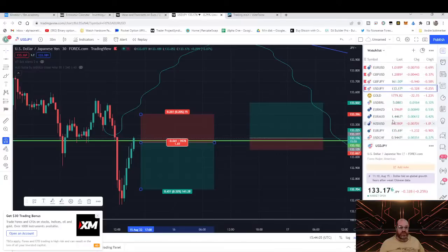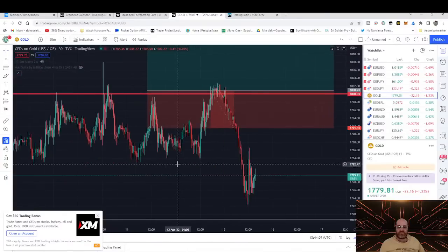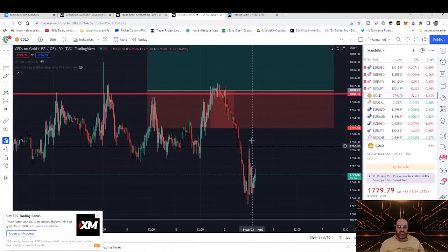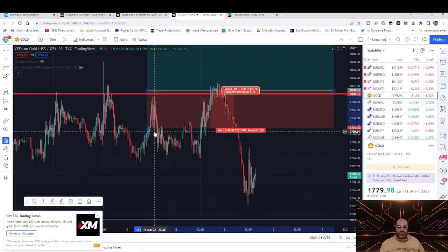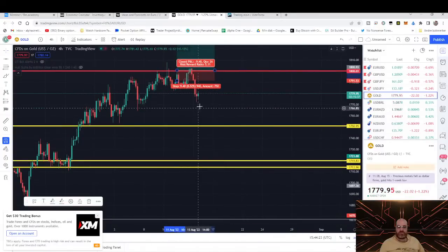Which pair could be interesting? Let's look at gold. Gold is always interesting. Gold is incredibly low. Let's look at the 4-hour and see how this looks. Yeah, so you can see from the last session we had a fake out. Most of the time I would have taken the trade here. This would go directly to stop loss.